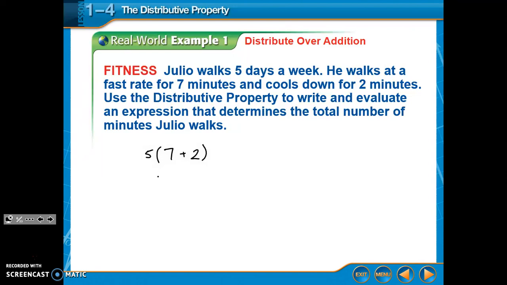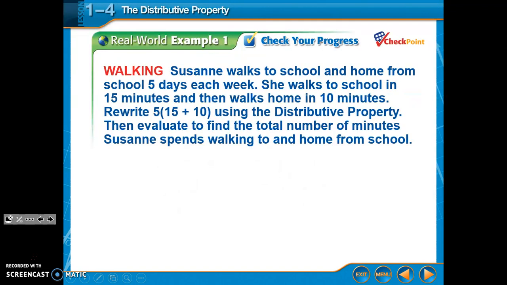So we can solve this and say that this would be the same thing as 5 times 9 and get 45. Or we can use the distributive property and say this is the same thing as 5 times 7 plus 5 times 2. So we take that 5 and we distribute it to both the 7 and the 2. So 5 times 7 is 35. And 5 times 2 is 10, so we still get 45. Either way we do it. Okay, you guys do this one.